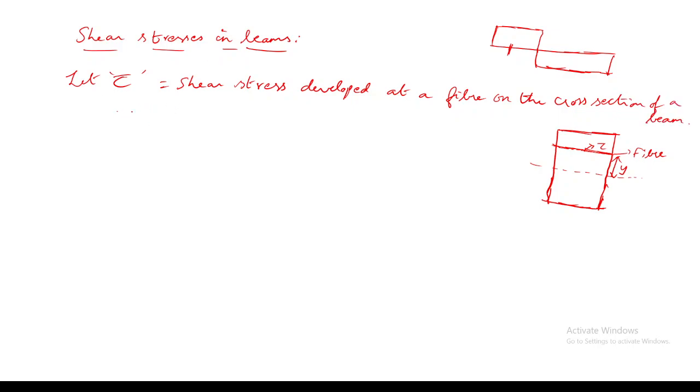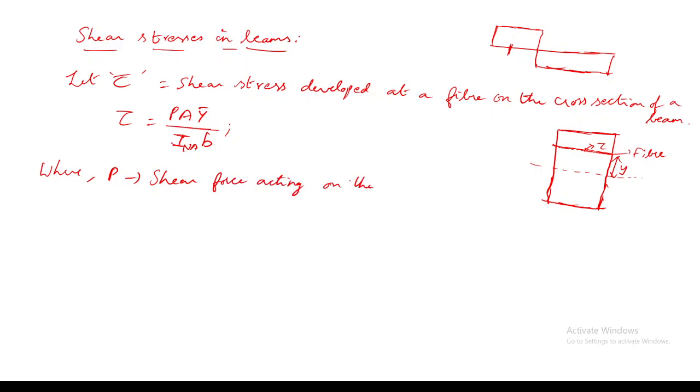Then tau can be calculated by this formula, P A Y bar divided by I N A, which is the moment of inertia about the neutral axis or the moment of inertia of the cross section, into B. So this is the formula for calculating shear stress developed at a fiber on the cross section of a beam. We will look at what each individual term means, where P is the shear force acting on the cross section of the beam.